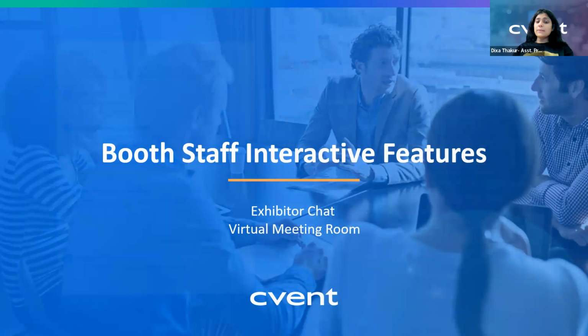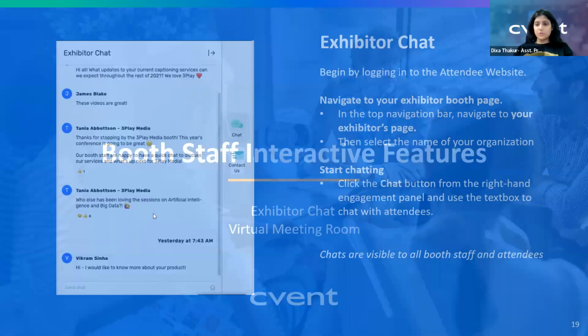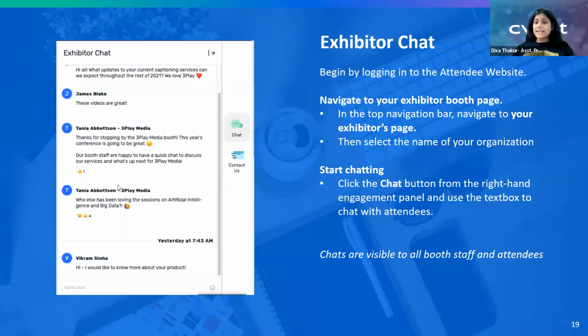Now we learn about some interactive features that can be utilized. When you, as an exhibitor, log into the attendee hub, locate your exhibitor profile, and click on it, on the right-hand corner, as shown in the snapshot, you see the chat icon. When you click on the chat icon, as an exhibitor or as an attendee, it will give you the option to join the chat.